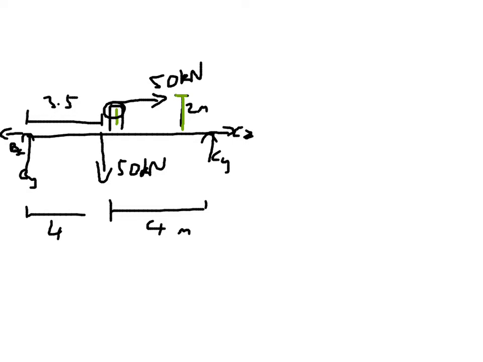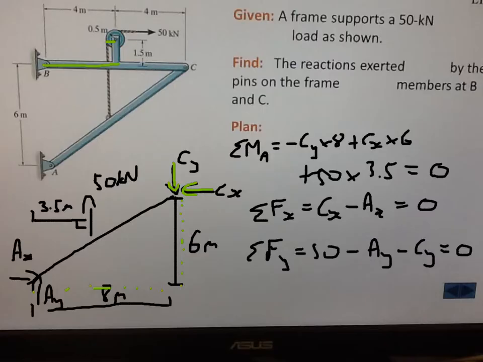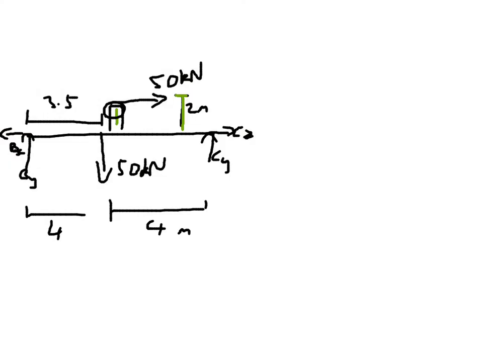So first thing we can do, if you remember in the previous equation, we've got 3 unknowns. We've got CX, CY, and AX. Well, we can get more equations with CX and CY in, and then start to solve them simultaneously if we take the moments about B, because then we can ignore everything that's happening at B.